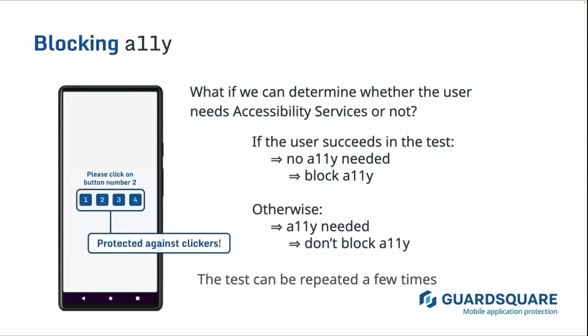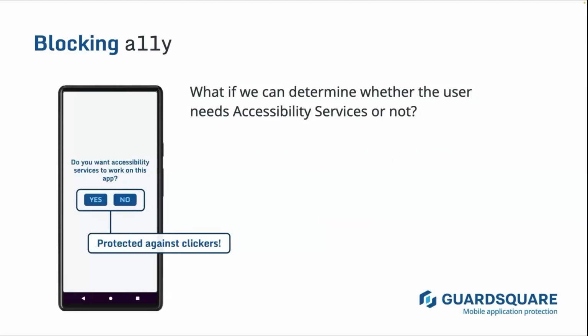We could, for instance, simply ask the user, do you want accessibility services to work on this application? So the user could just choose, or if there is no clicking after 10 seconds, we just take it as a no. Again, these buttons need to be protected. So we need to be creative here, right? Again, the goal is to not sacrifice the experience of any user. So we need to make trade-offs when providing security.